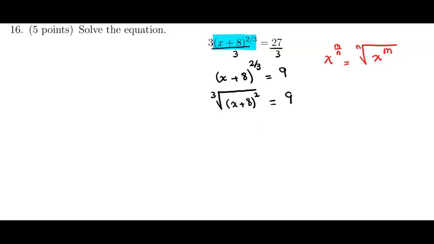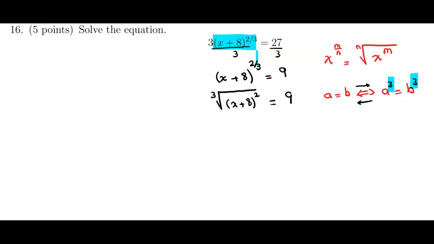Now, what should I do about this? I want to get rid of the cubic root. If I have a = b, this is equivalent to a cubed = b cubed. As long as the exponents are odd, we don't have any problem with this. It means that we can go from left to right, and we can go back from right to left. So it's a two-way equivalence. That's what we're going to do exactly.